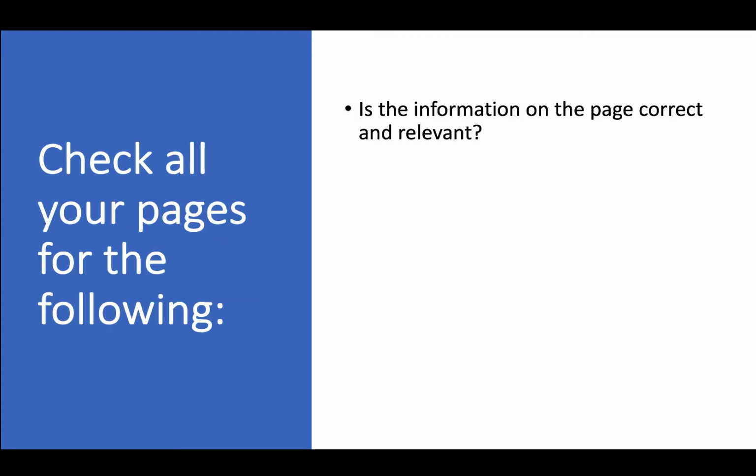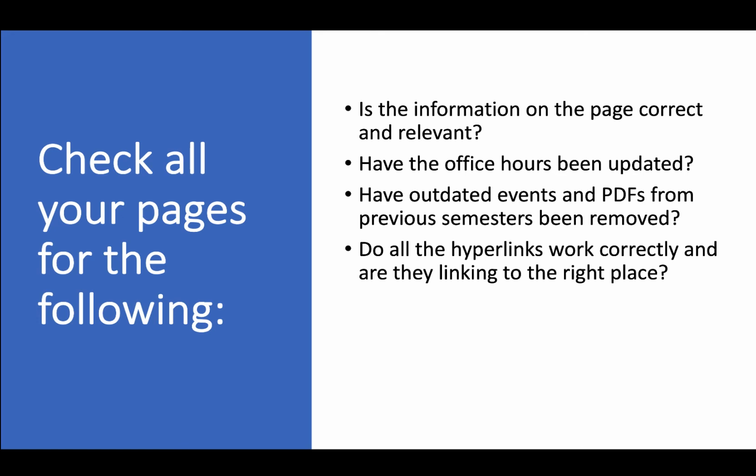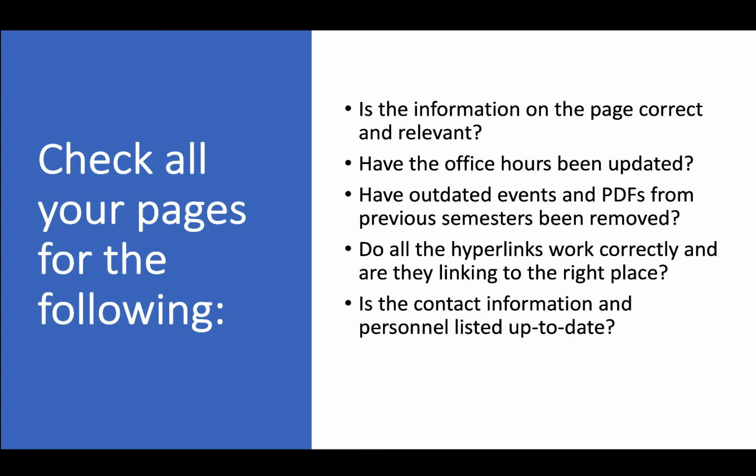When going through your pages, make sure you're checking them for the following. Is the information on the page correct and relevant? Have the office hours been updated? Have outdated events and PDFs from previous semesters been removed or updated? Check all the hyperlinks on the website and make sure that they work correctly and that they're linking to the right place. Is the contact information and personnel listed on your pages up to date? Could you remove some text and wordiness to make it easier for students and users to follow? On a website, less is always more.